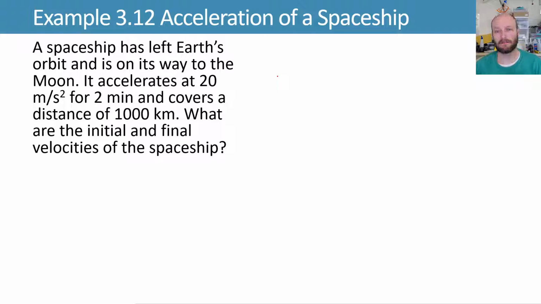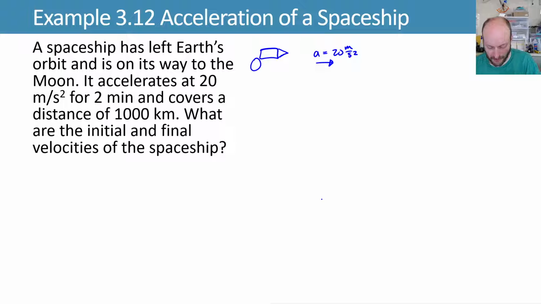Let's work another problem. A spaceship has left Earth's orbit and is on its way to the moon. So let's draw a diagram as we go about here. Here we've got Earth, we've got a spaceship, lovely. And it's accelerating at 20 meters per second squared for 2 minutes. So we'll put acceleration 20 meters per second squared in that direction.